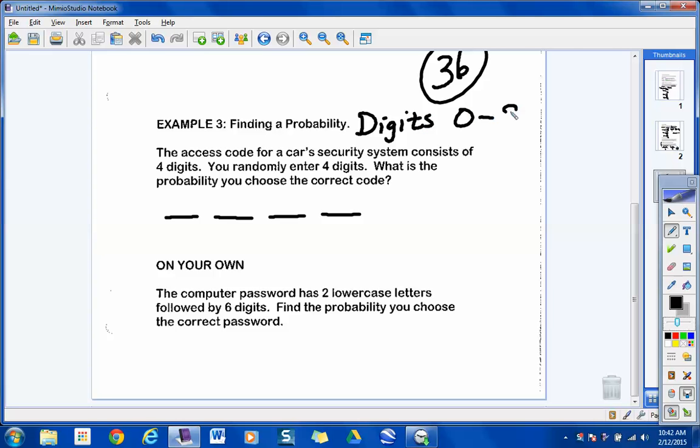Okay. So I walk up to this car and I say the access code for this car security system consists of 4 digits. You randomly enter the 4 digits. What's the probability you choose the correct code? Well, there's only one code that's going to work. You got to get all 4 numbers.